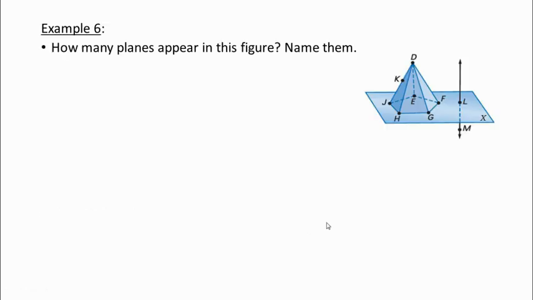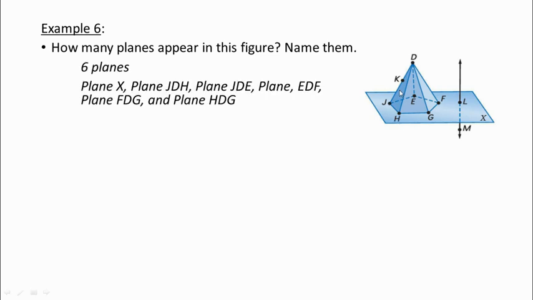All right, so here I have this picture. How many planes appear in this figure? Well, first we have this pyramid, and pyramids are named by their bases. This has five sides, so that's a pentagon. So this is a pentagonal pyramid, and it's laying on top of a plane X here. So it's sharing a bottom. In other words, it's got 6 sides, or 6 planes.